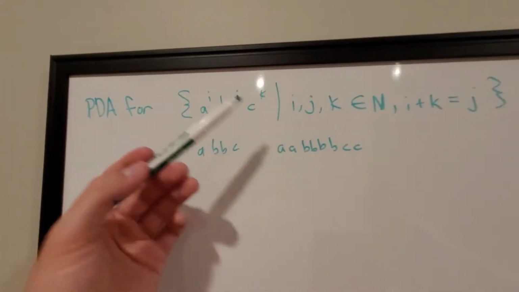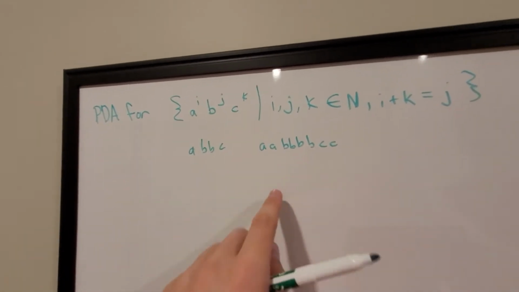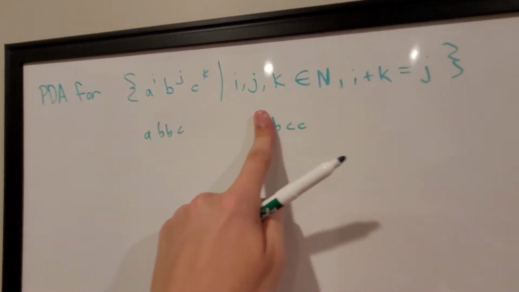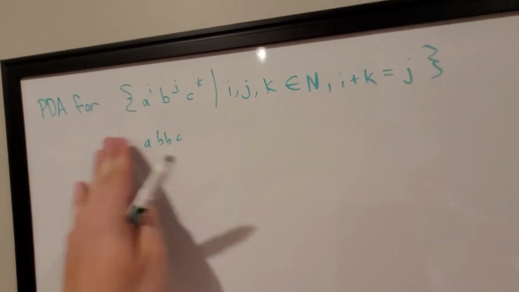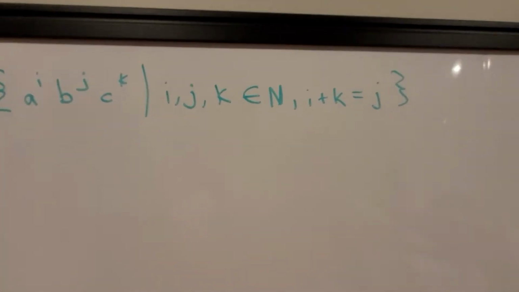All right, so where the i's plus the k's, so all of our a's and c's, whatever that amount is, that should be what our b's are. So we have 2 a's, 2 c's for 4, and then we have 4 b's. So it should look something like that. We need to have that as our final string result.